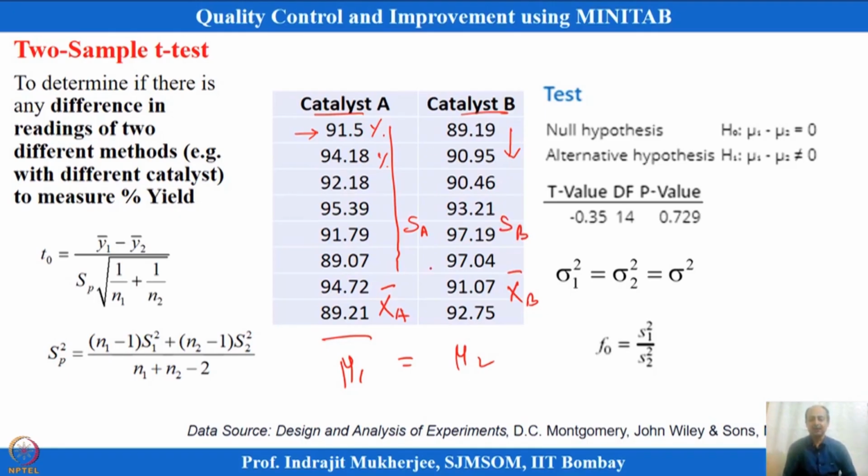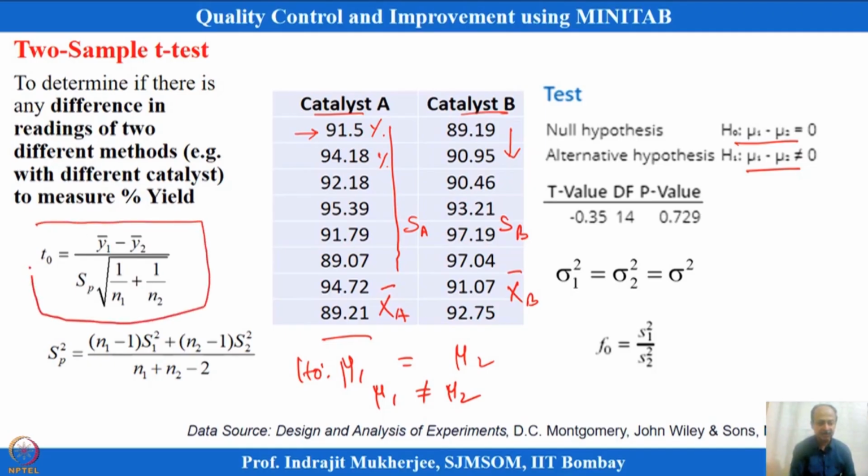Now I have to make a judgment whether my null hypothesis is mu1 equals mu2, or the alternative mu1 not equals mu2, if I am considering a two-sided test. While doing this test, we use a specific test statistic known as the T test statistic.